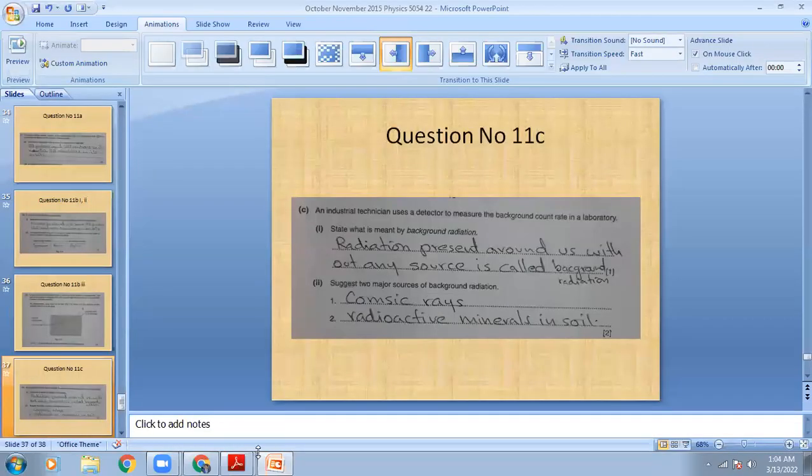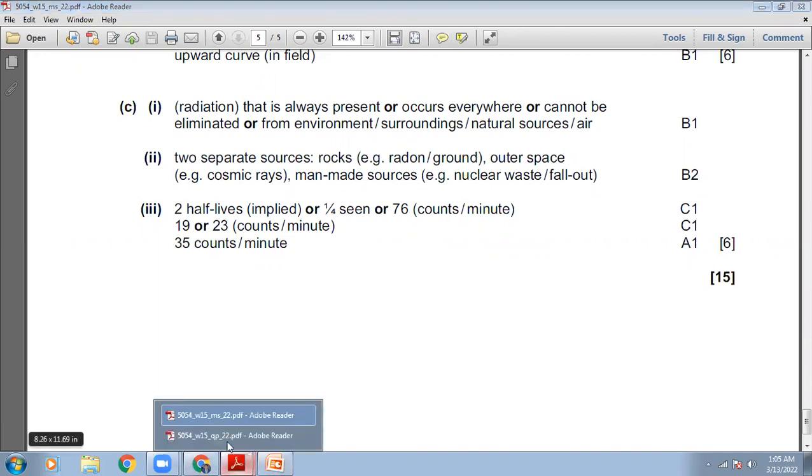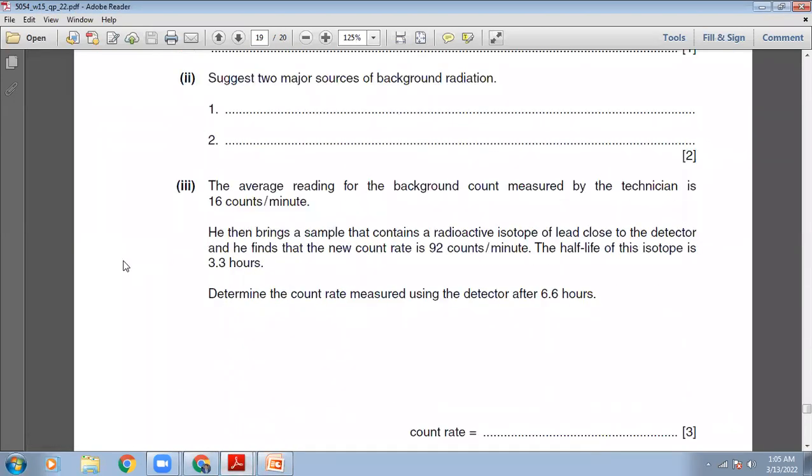Yeah, to some extent, yes. Radiation that is always present or occurs everywhere, cannot be eliminated, from the environment, surrounding natural sources, air. Okay, so our answers are right. Okay, the next question is, suggest two major sources of the background radiation.